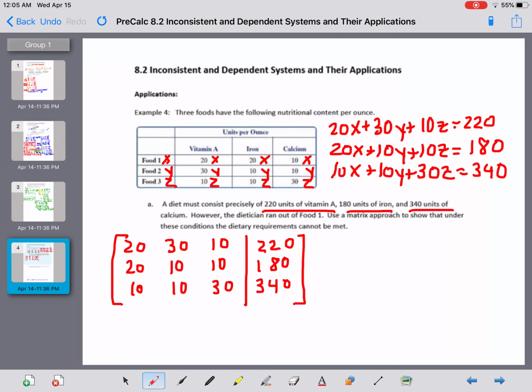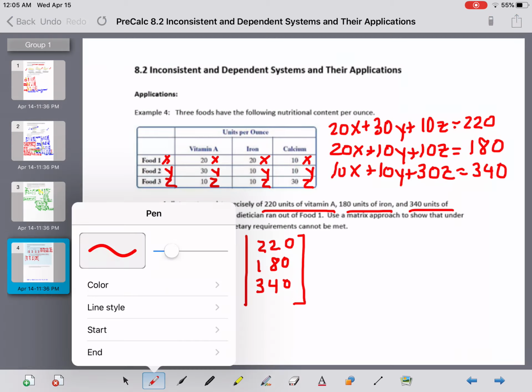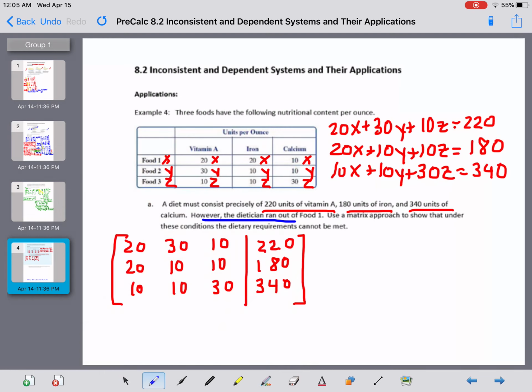We have this condition though. Switching colors so we can keep track here. The dietitian ran out of food 1. So food 1 is my X's. Okay, if you think about that, food 1 is my X's, but I ran out of it. This column's gone. I don't have it because I ran out of it. So I am left with this non-square matrix using the food 2 and food 3. So can I meet my dietary requirements with what I have?